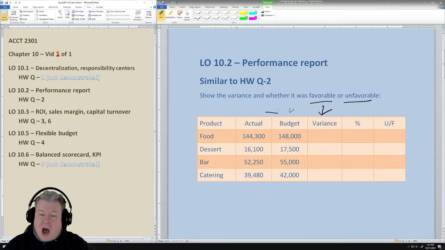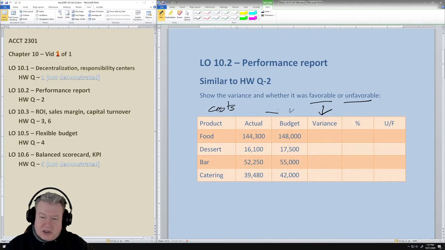But if this was costs, and we said we were budgeting $148,000 of costs and yet you only ran $144,000 in costs, we would say that's favorable, that's better, your costs came in lower. So it's situational and it's an interpretation, and that's kind of what you want to have here.